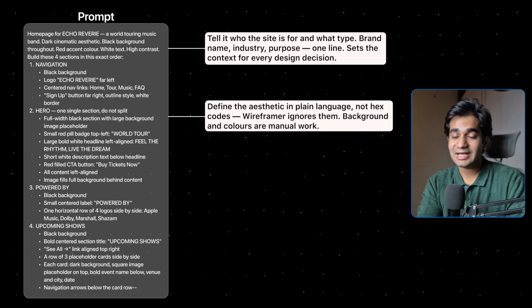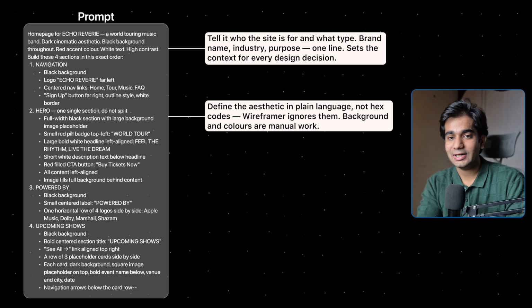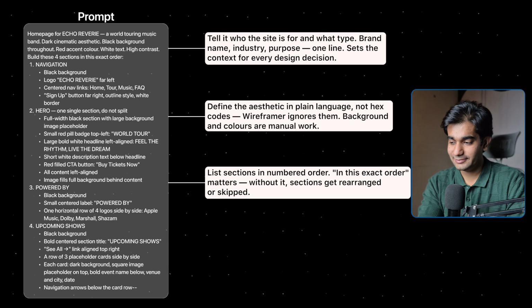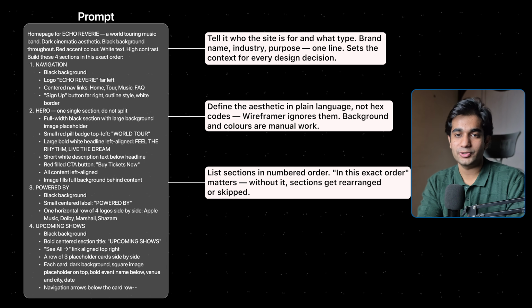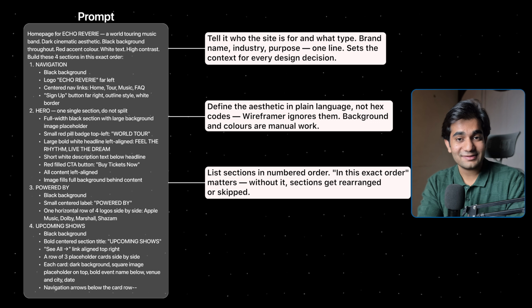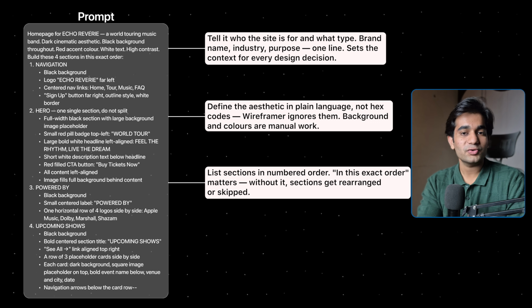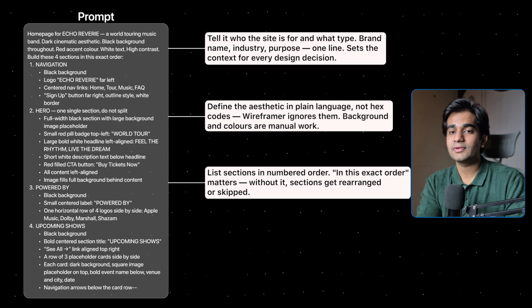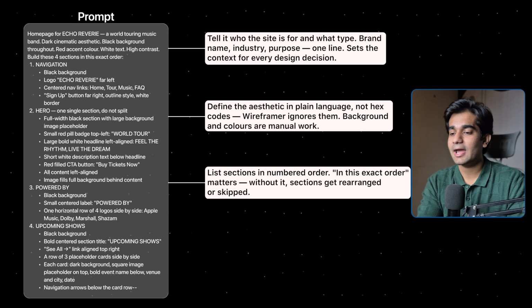Also, it does not generate any other colors except black and white. I've tested this extensively and it does not generate any other colors. Third, list your sections in numbered order. The phrase "in this exact order" matters a lot because sometimes without it, Wireframer messes up the sequence of sections and sometimes it skips one entirely.